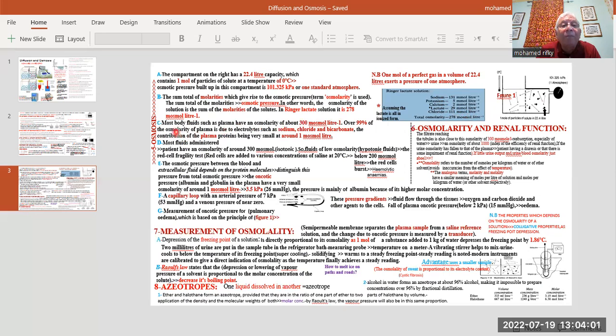The third point we will discuss is that most fluids in the human being have constituents of around 300 millimoles per liter. You see, 99% of this amount is made of electrolytes such as sodium, chloride and bicarbonate. And the plasma proteins comprise only 1 millimole per liter. So 99% is made of the electrolytes and only 1 millimole per liter is from plasma proteins, you see? And this too creates the osmotic pressure, which we'll discuss later on.